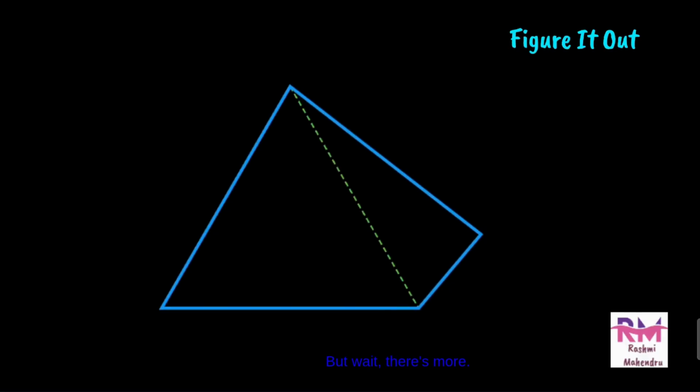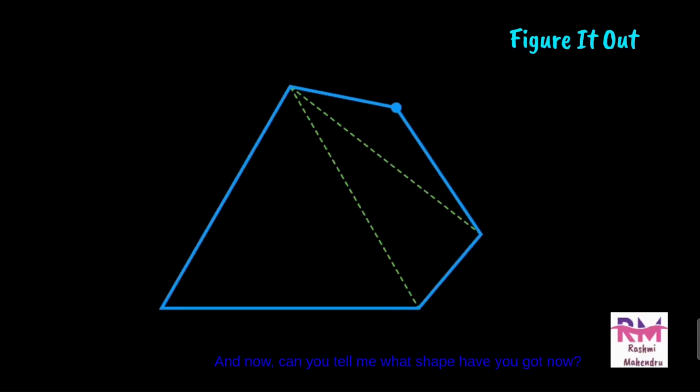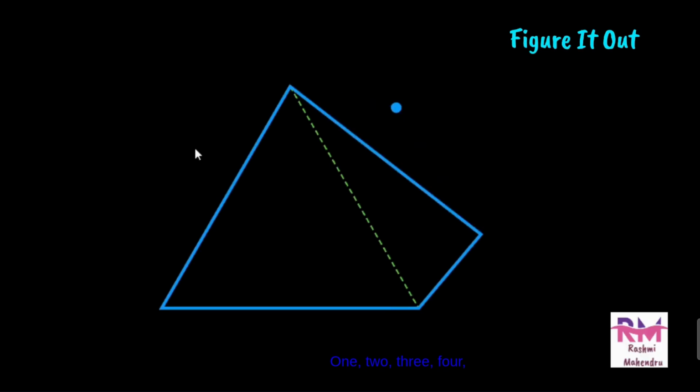But wait, there is more. Let us take another point outside this quadrilateral and join two of the vertices to this point to obtain another side. Now remove or ignore the previous side and now can you tell me what shape you have got now? Absolutely right. 1, 2, 3, 4 and 5. So let's check it once again.